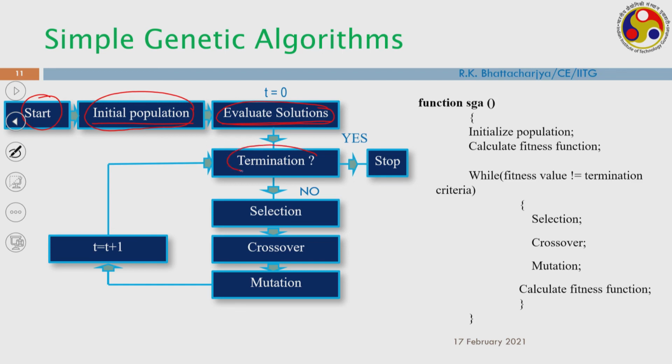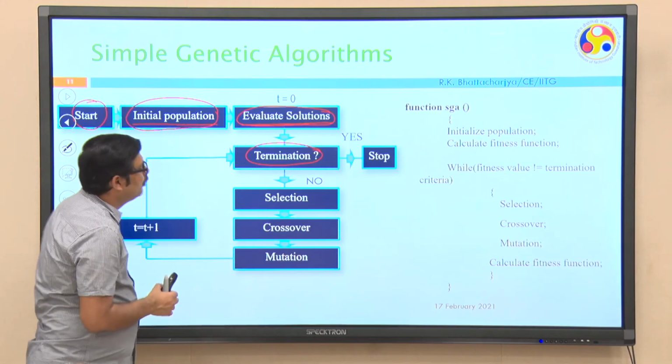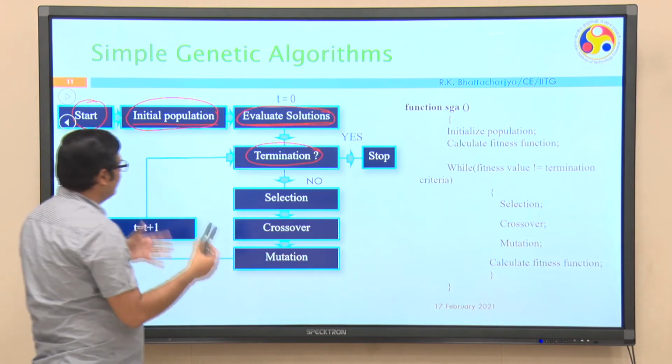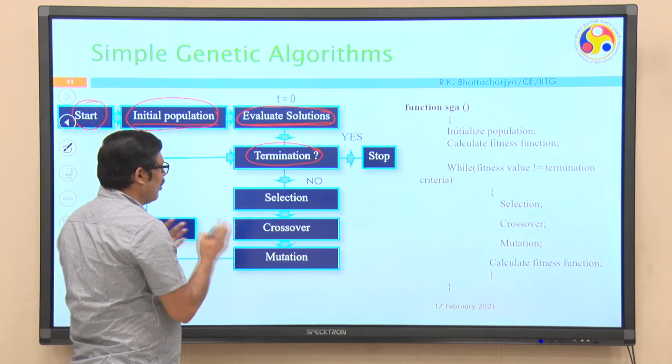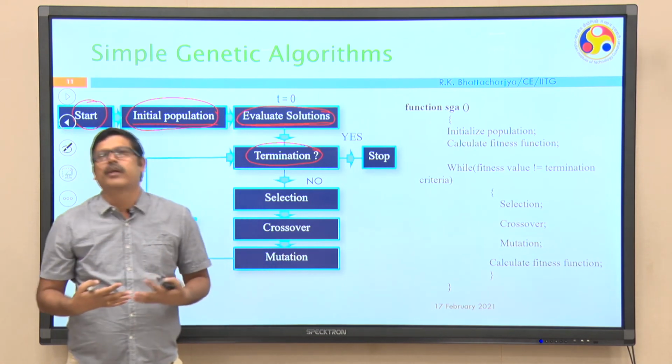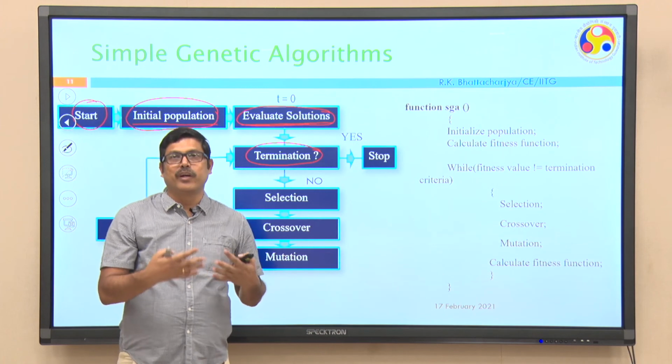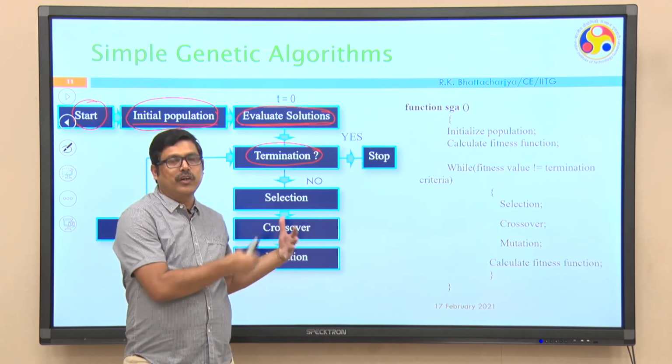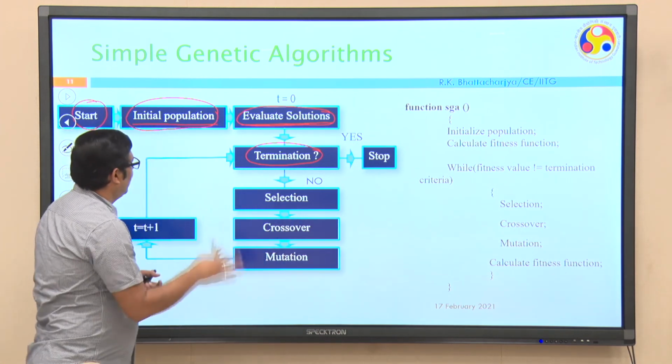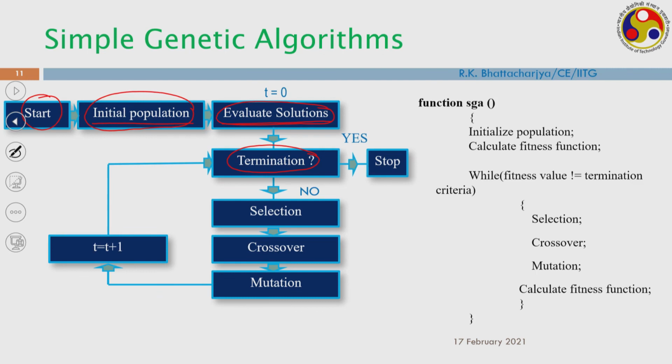You will check for termination criteria. That means this loop cannot go on and on, because you have to stop it. In natural evolution, that loop is still continuing, but in our case I have to get a solution. I cannot continue, so I have to terminate this algorithm. Therefore, some termination criteria you have to put here.